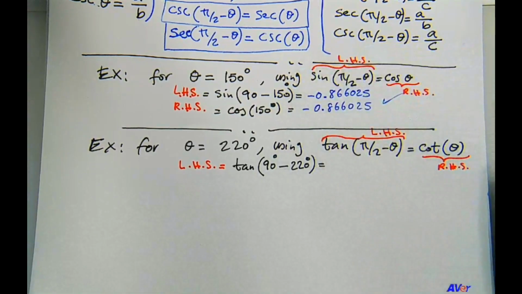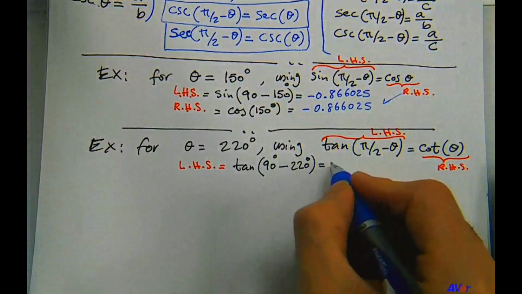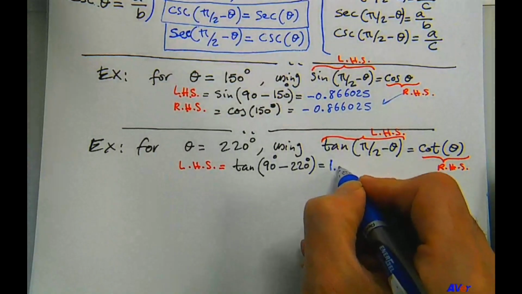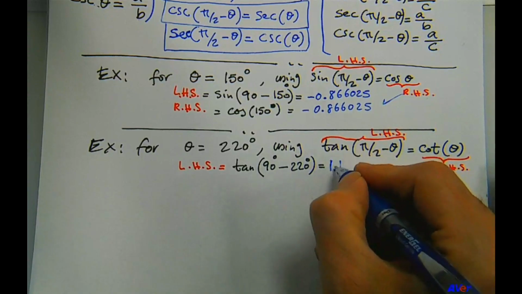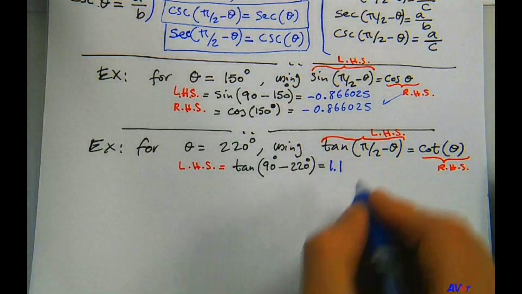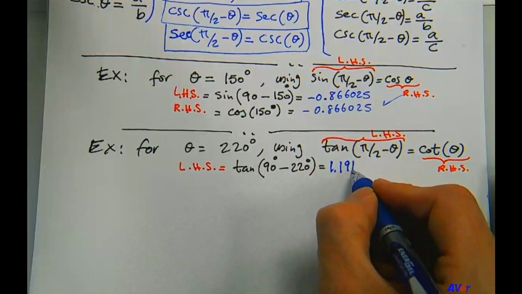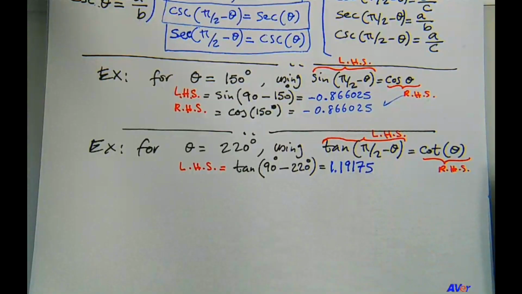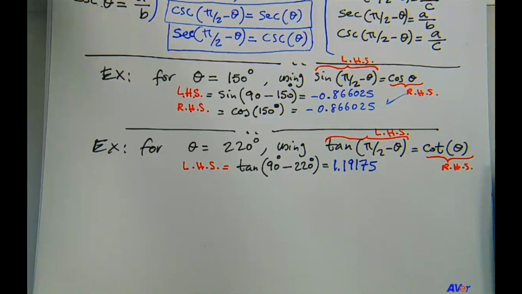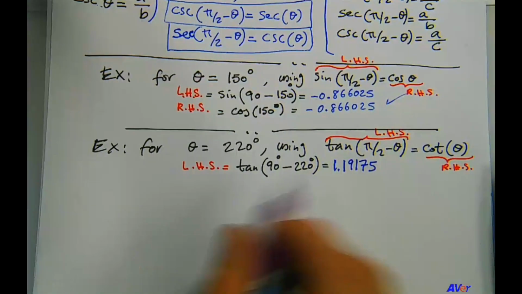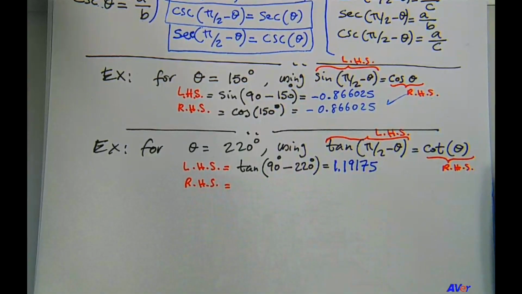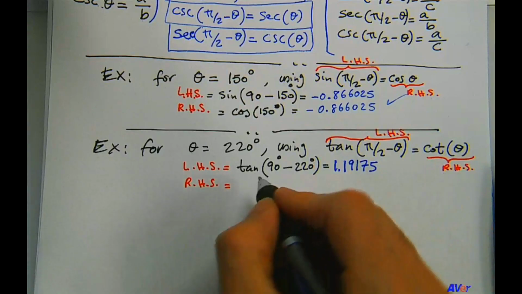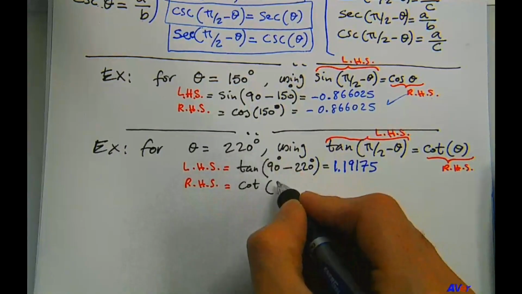I'm going to write down these numbers all the way till 5. So 1.19175. My inks are drying, so let me grab another one here. Okay, so that's what the left-hand side is. Let's look at the measure of the right-hand side. So RHS, or right-hand side, is equal to cotangent of 220 degrees.